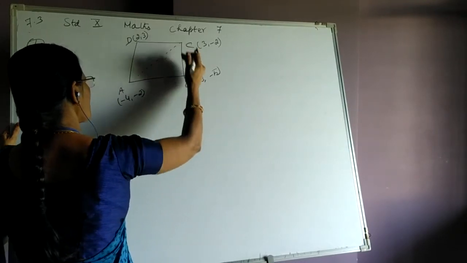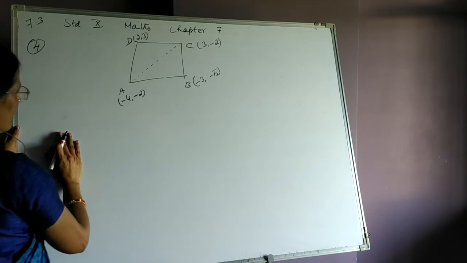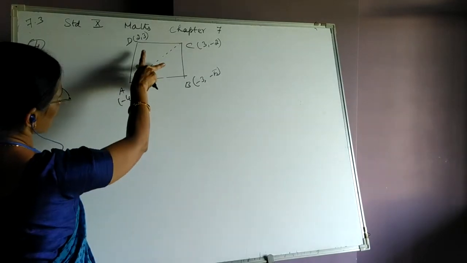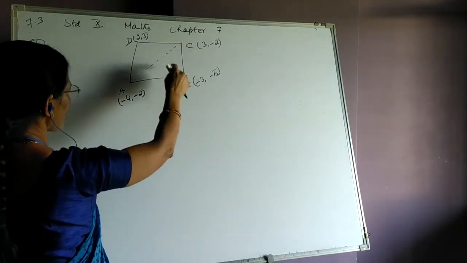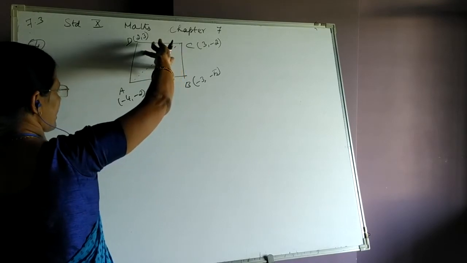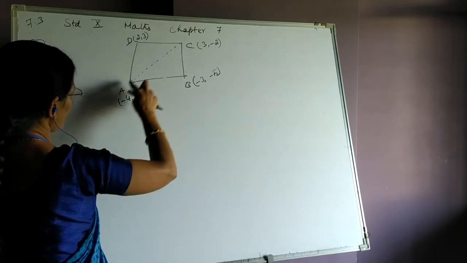Now we have to find out the ratio of their areas, DEF upon ABC. DEF is 1 and ABC is 4. Therefore, what is the ratio? Ratio is equal to 1:4.